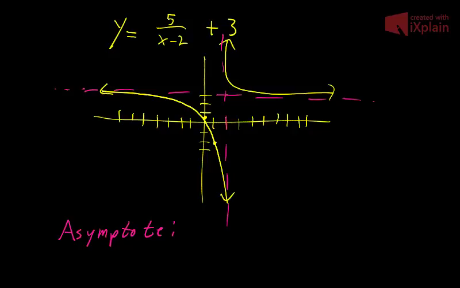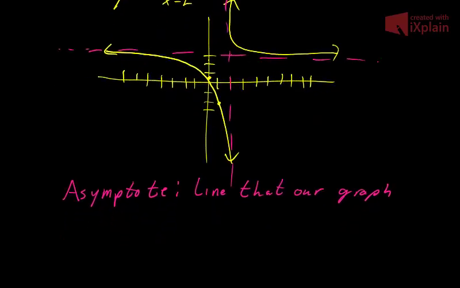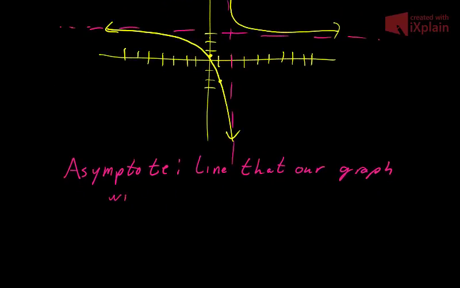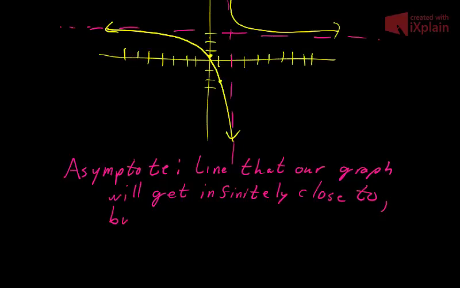And an asymptote is going to be a line that our graph will get infinitely close to. So it will get infinitely close to, that means it's brushing up right against it. But it will never touch.